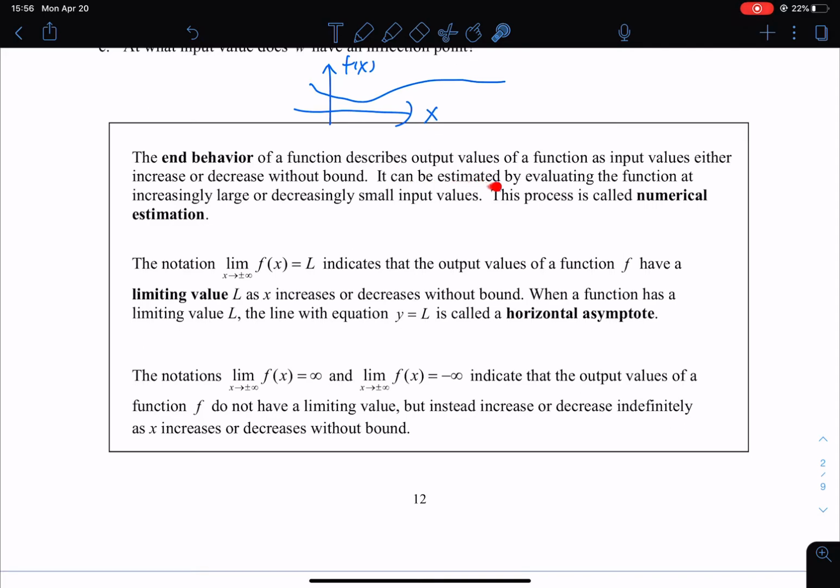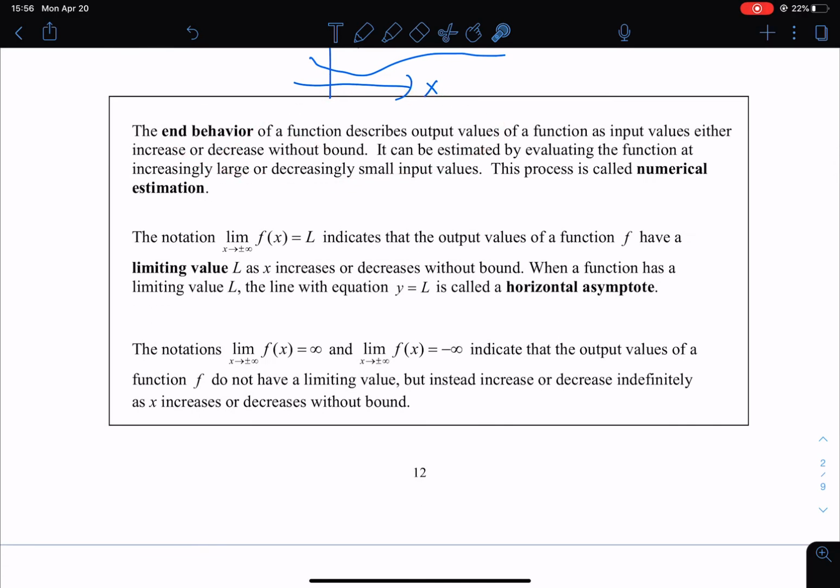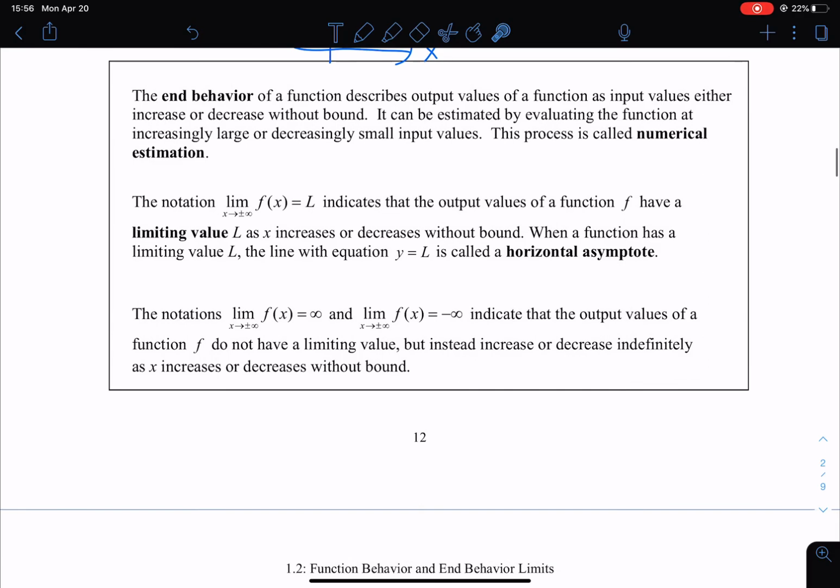It can be estimated by evaluating the function at a very large or very small input value. So that means, all right, we choose this point, because for this one the input value is very big. Then let's check the corresponding output values. And this process is called numerical estimation. And then this part talks about the limiting value.